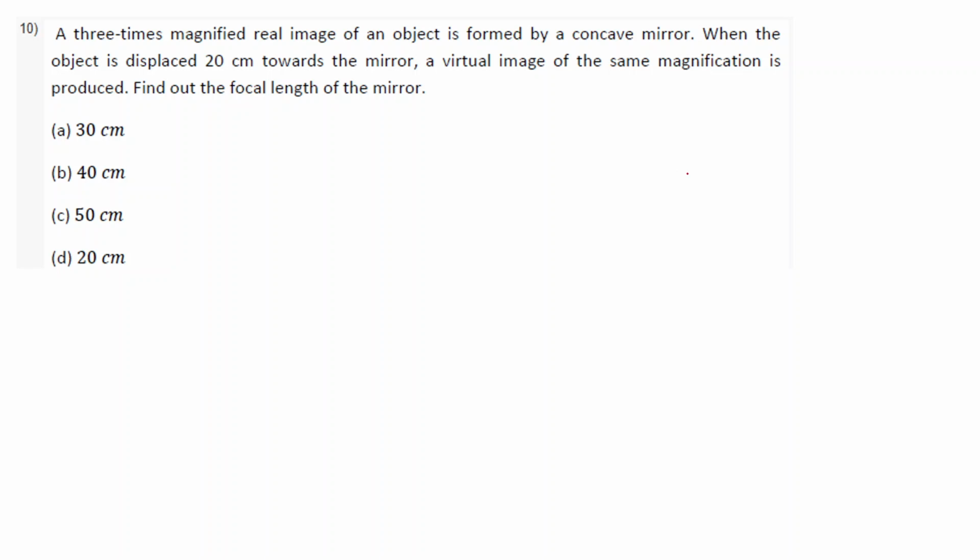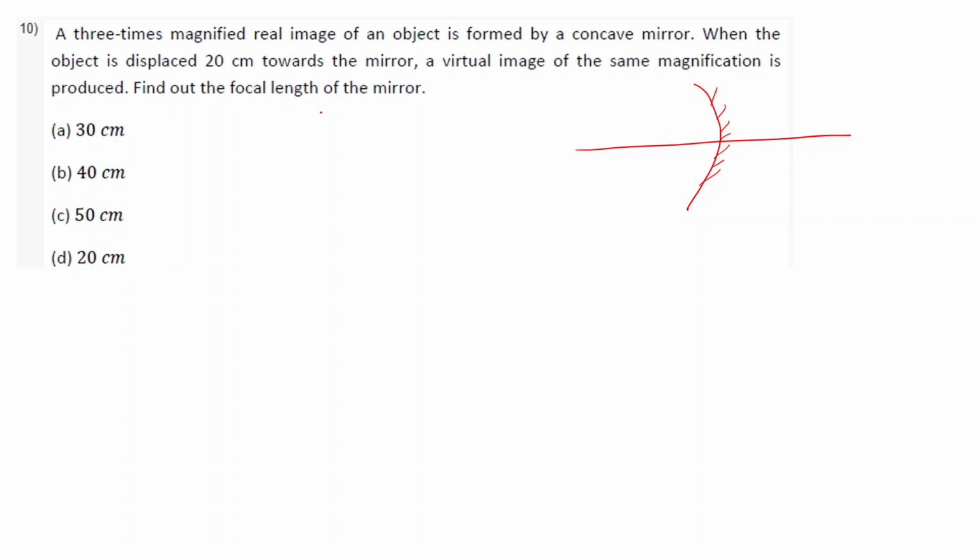A 3 times magnified real image of an object is formed by a concave mirror. So now we are talking about a concave mirror here. A 3 times magnified real image of an object is formed by a concave mirror. When the object is displaced 20 centimeter towards the mirror, a virtual image of the same magnification is produced. Find out the focal length of the mirror.